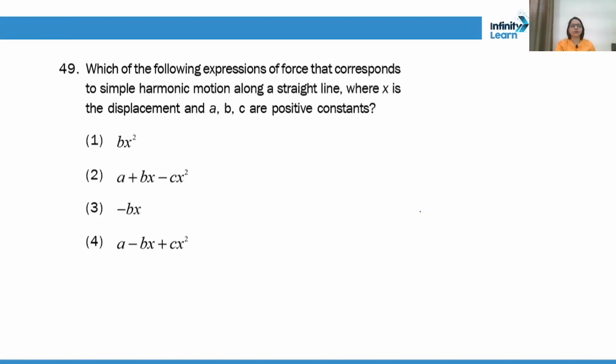Question number 49. Which of the following expressions of the force corresponds to simple harmonic motion along a straight line, where x is the displacement and A, B, C are positive constants? So for SHM, F should be directly proportional to minus x. So F is equal to minus Bx is the appropriate representation of force in simple harmonic motion, which is option 3.